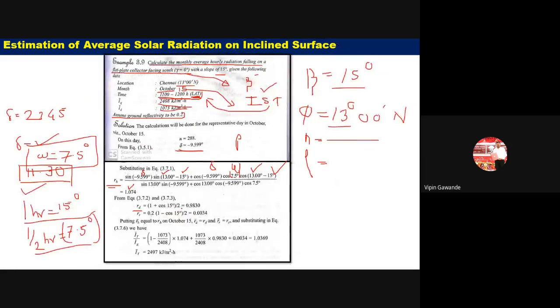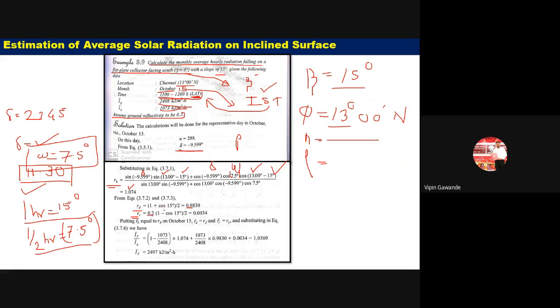So 1 plus cos 15 divided by 2, that is calculated. Now what is RR? The reflected surface, so RR is rho times (1 minus cos beta) by 2. We have to multiply it by the reflectivity, rho, which is given as 0.2. The same angle, the same equation here, so you multiply it by 0.2 and you will get RR. Now put everything in this equation.